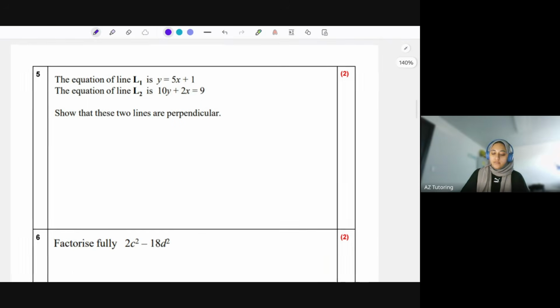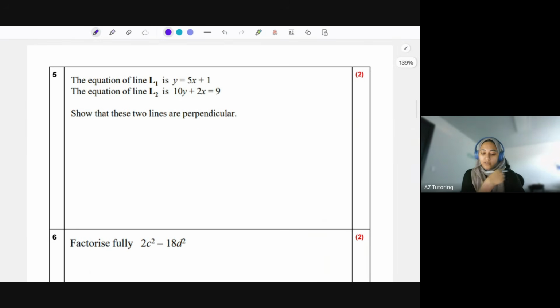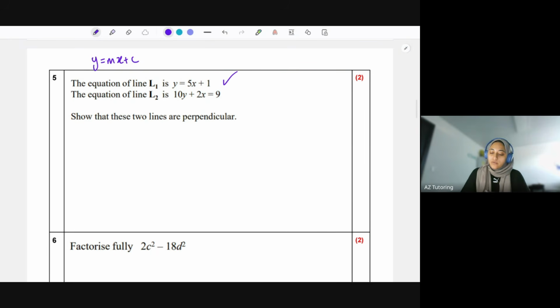Okay, question 5. It says the equation of line L1 is so-and-so, and the equation of line L2 is so-and-so. Remember, when we've got the equation of a line, we always want it in y = mx + c, which is good for that one. But for this one, we don't have it in y = mx + c, so we probably will need to rearrange that. It says show that these two lines are perpendicular.